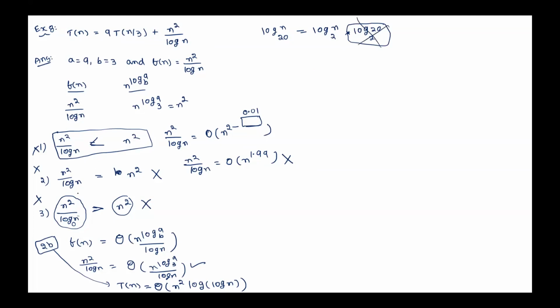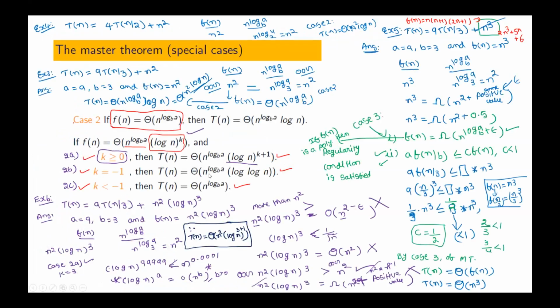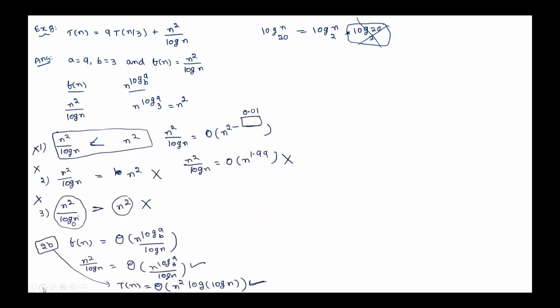So none of the cases apply. But special cases they have also proved. They showed that if f of n is of this form, the answer is theta of n power log a base b into log n, so log of log n. In this case, the answer is n power log a base b into log of log n. That is the 2b case, k equal to -1 case, from the previous slide.